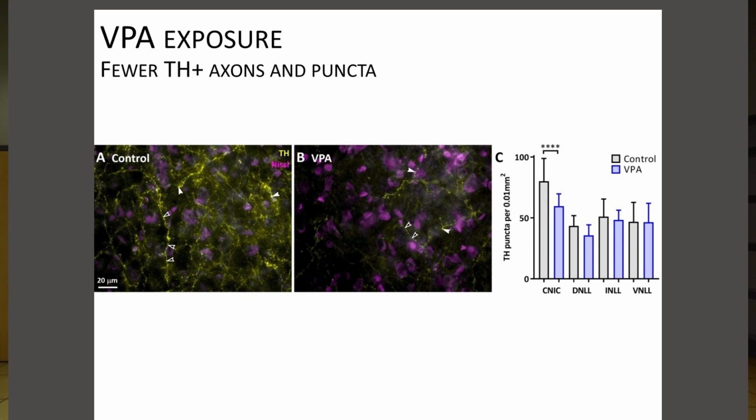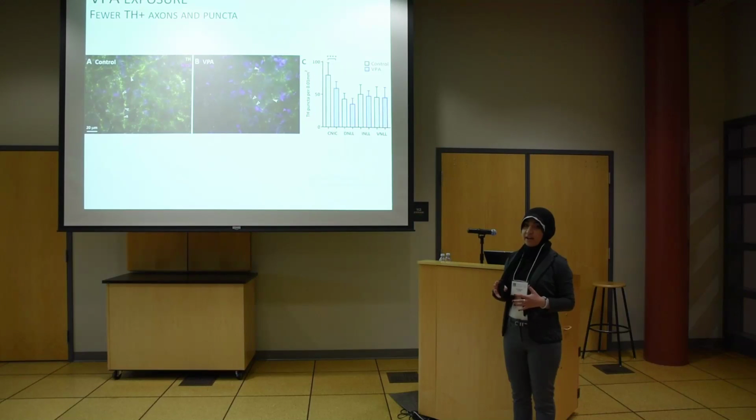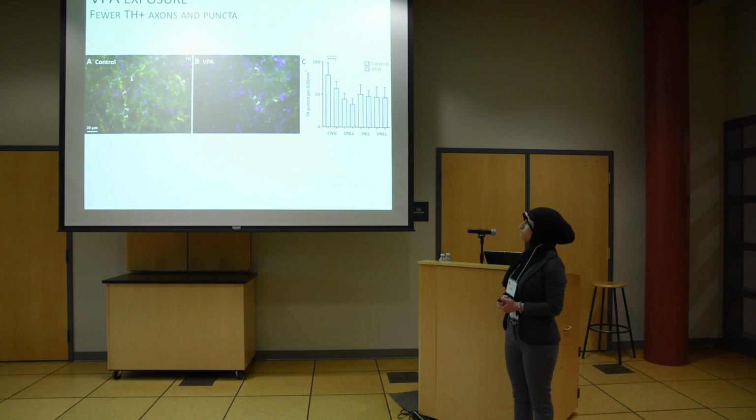If you look at A and B here, they're images of the central nucleus of the inferior colliculus. And in the control in A, you can see a lot of fluorescent tyrosine hydroxylase positive axons indicated by the arrowheads. If you look at B, it's clear that there's a significant decrease in the number of these axons. The central nucleus of the inferior colliculus is the only nucleus of the auditory midbrain where we found a significant decrease in the number of these axons, and that's shown in C. This leads us to believe that there is a loss in the dopaminergic input following VPA exposure.